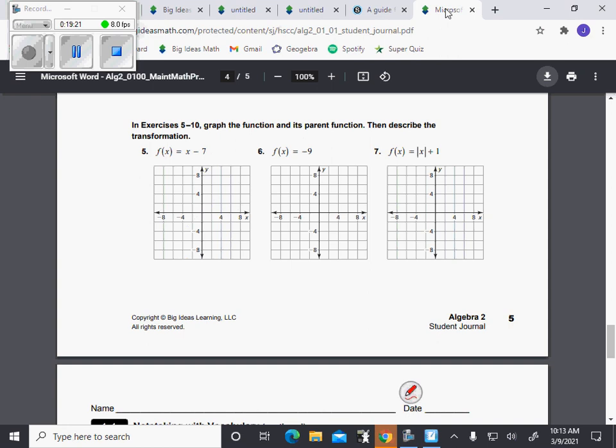Number 7. I'm going to skip number 6, going to number 7. This is our absolute value, y equals absolute value of x. That's what family it is. I'm going to graph my parent function first. X, y. Okay, the absolute value. I'm going to start with 0. The absolute value of 0 is 0.